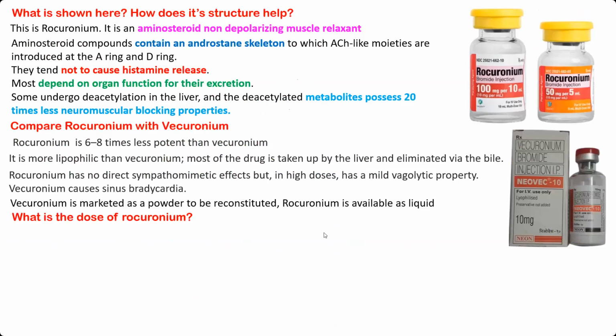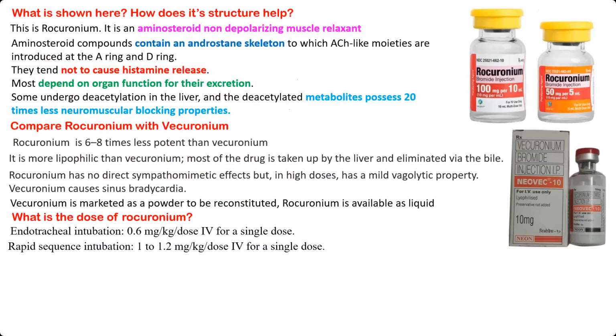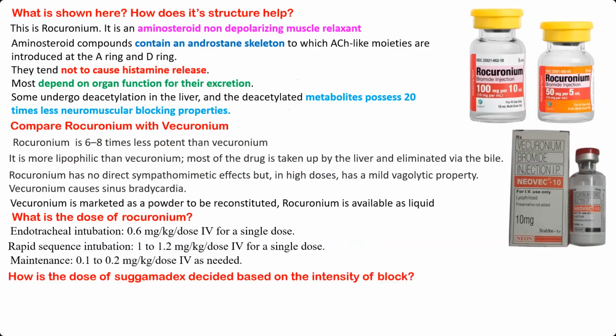We have reconstituted. What is the dose of rocuronium? For modified RSI, it's 1.2 milligram per kg. Otherwise, 0.5 to 0.6 milligram per kg. Excellent. So that is the rapid sequence 1 to 1.2, maintenance 1.2.